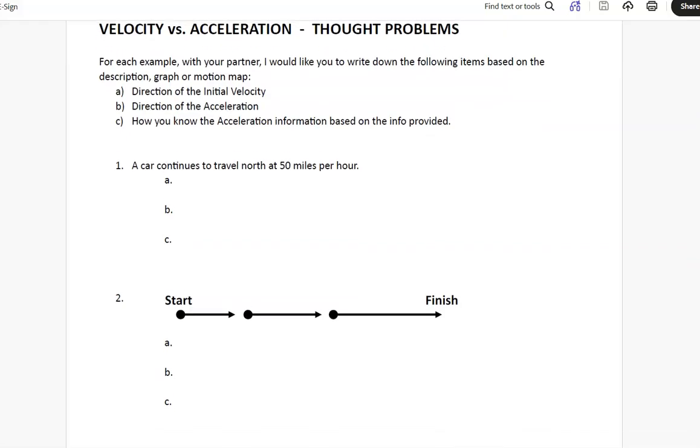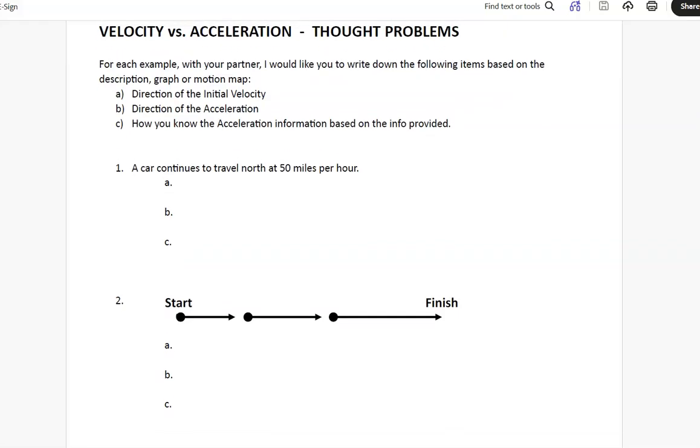So, quick thought experiment here. We've got three situations. And for each situation, I want you to think about the direction of the initial velocity. In other words, at the very beginning of what's happening, which direction is the initial velocity? Part B, what is the direction of the acceleration? In other words, is it pointing to the right? Is it pointing to the left? Is it up or down? Is it some other direction? Maybe there is no acceleration. And C, how do you know what the acceleration is? What information is provided in the problem?